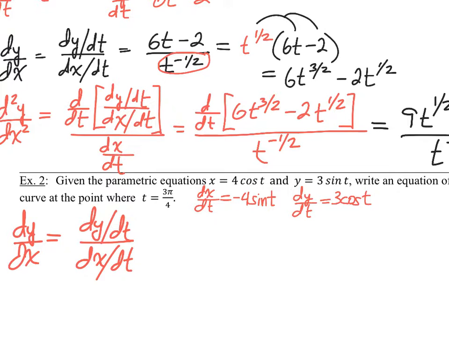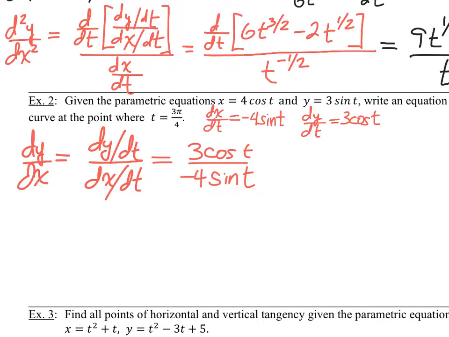Okay, so a ratio of 3 cosine t to negative 4 sine of t. This is where knowledge of the unit circle would come into play, because if I'm going to find the equation of a tangent line when t is equal to 3 pi over 4, I need a few ingredients. The first ingredient after the derivative would be the derivative evaluated, dy dx, when t is equal to 3 pi over 4.